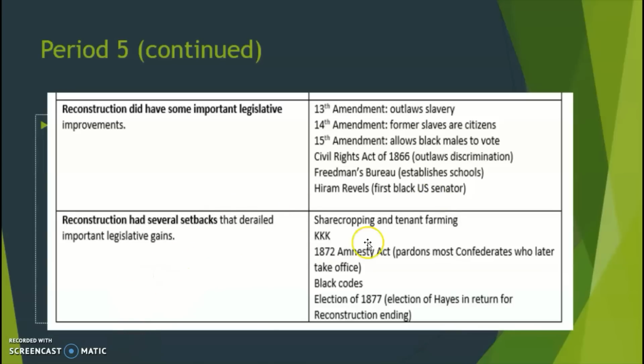However, many setbacks here. You're going to have sharecropping and tenant farming, very much akin to slavery. You're going to see a lot of Confederates who are going to take office later, in 1872, after the Amnesty Act. You're going to see the Black Codes, which are going to evolve into Jim Crow laws. And by 1877, after the election of Hayes, in return for the South not contesting Hayes winning the election, you're going to see Reconstruction officially ending.